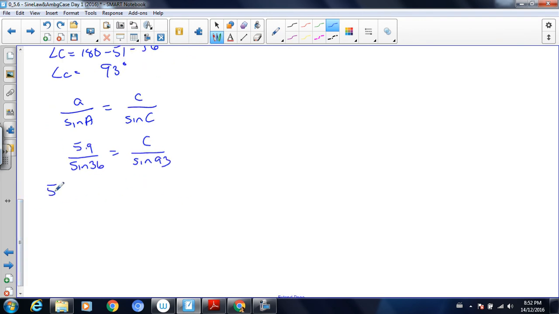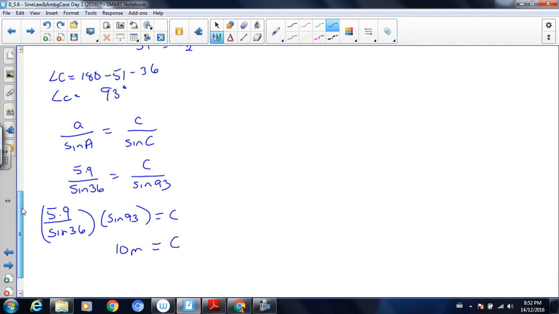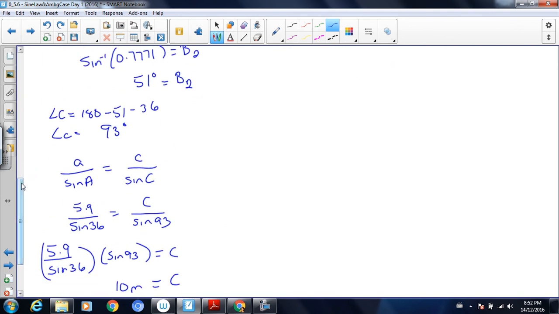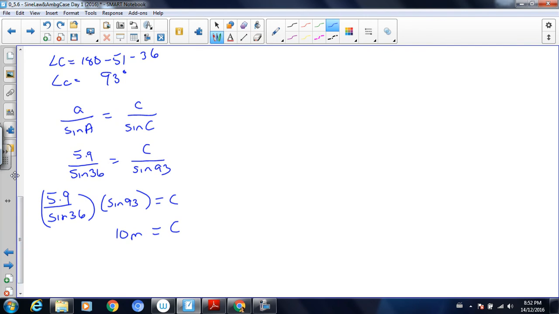Bring this over, 5.9 over sine of 36 multiplied by sine of 93. That's equal to side C. And when you do the calculations, you should get 10 meters. So side C, in this case, is 10 meters. Okay? So make sure you get that all down.